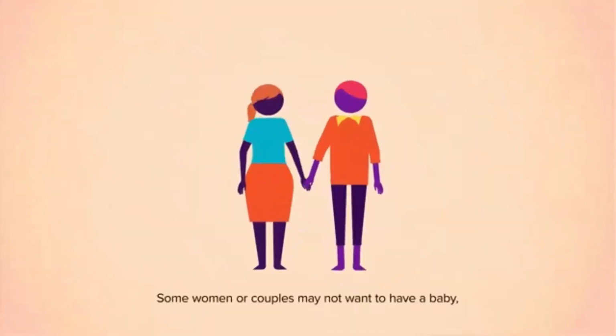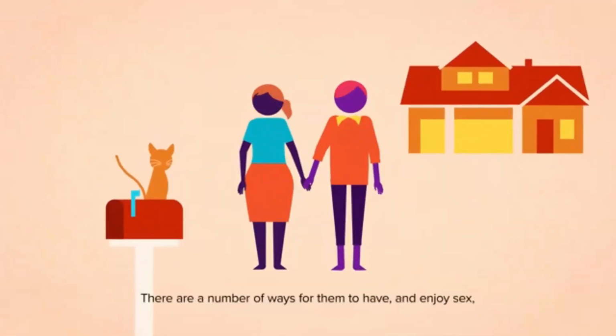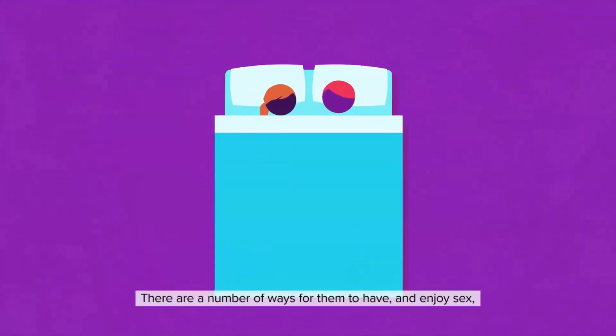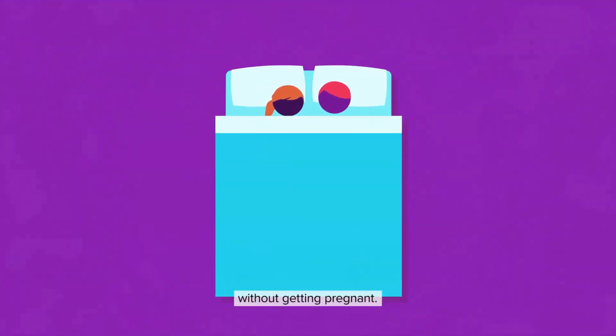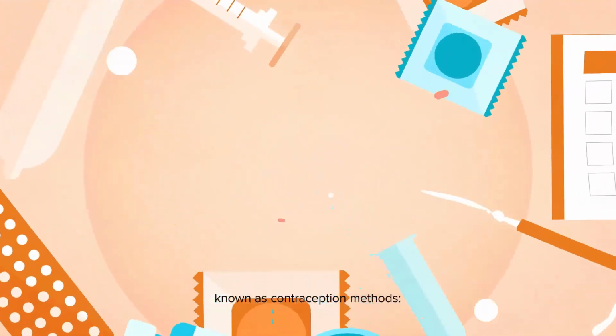Some women or couples may not want to have a baby, or they may prefer to wait until another time. There are a number of ways for them to have and enjoy sex without getting pregnant. Let's look at some of the options known as contraception methods.